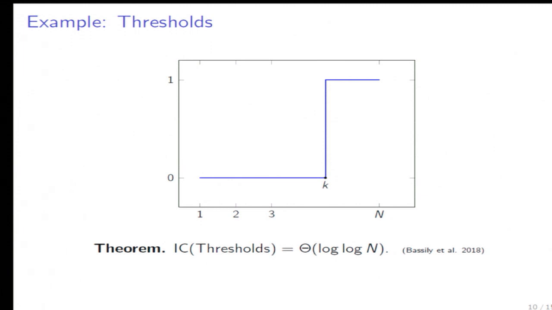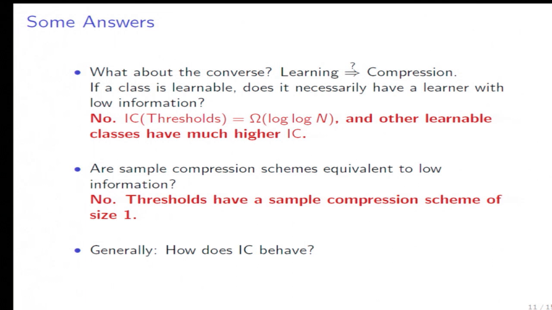Let's look at a very simple example. If we have a class of thresholds, simply monotone increasing functions from some subset of the natural numbers to 0, 1, then it turns out that the information complexity of this class is log n, where n is the size of the interval. So if we take this result, this already answers the first two questions that I mentioned. Is it true that learning and compression are equivalent? The answer is no, because the information complexity of thresholds is as large as we want. We can make the interval as large as we want, so the information complexity is not bounded, but it's very easy to learn thresholds. So it doesn't turn out to be equivalent in that sense.